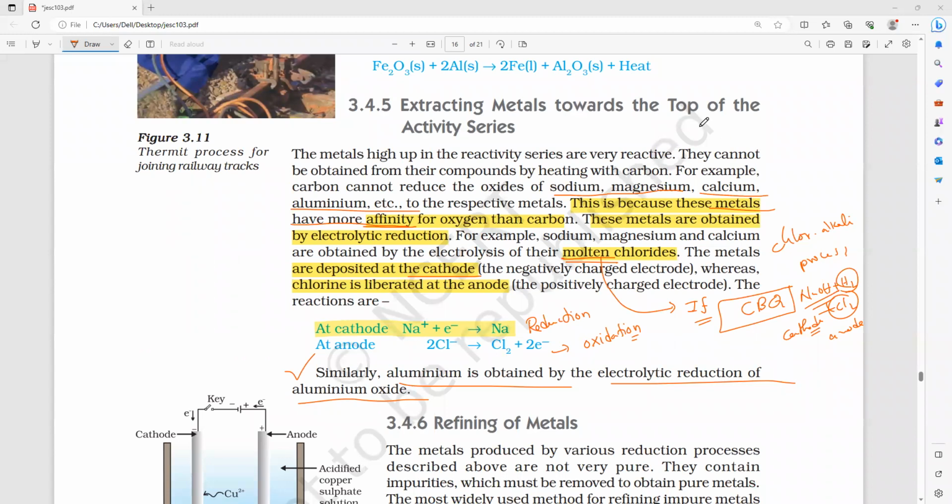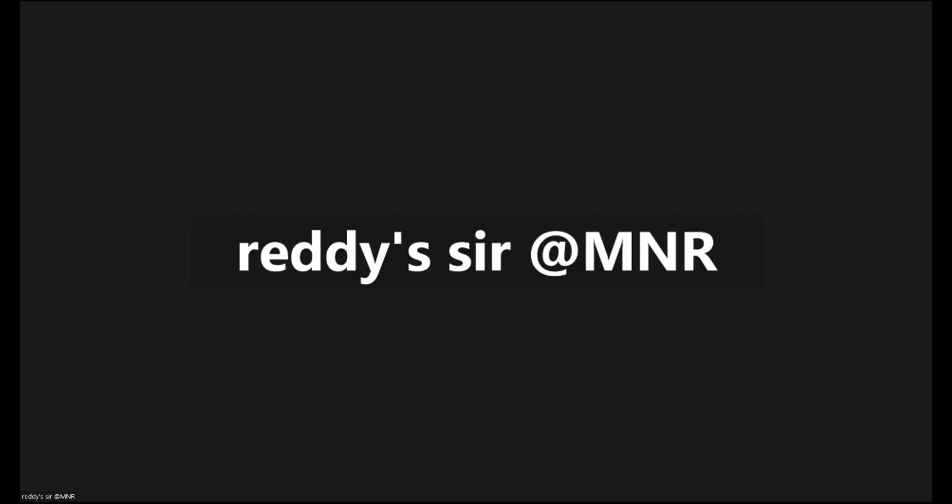So let us write for aluminum. Okay, we have 3 more minutes. We'll finish it. Then we'll go with the corrosion and all in the next class.